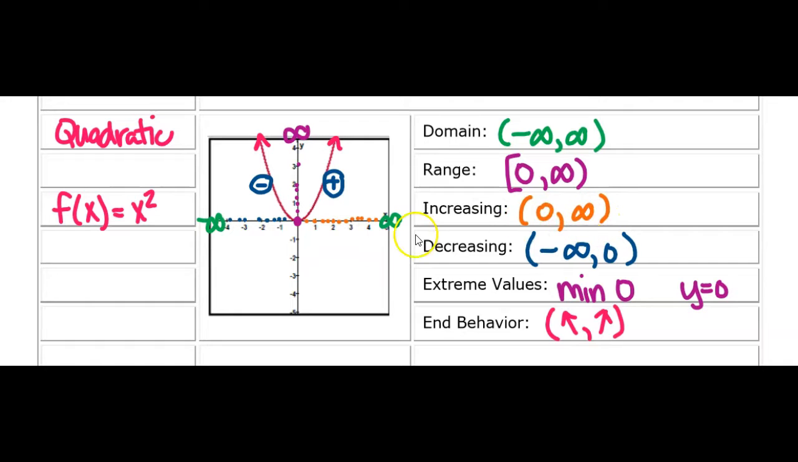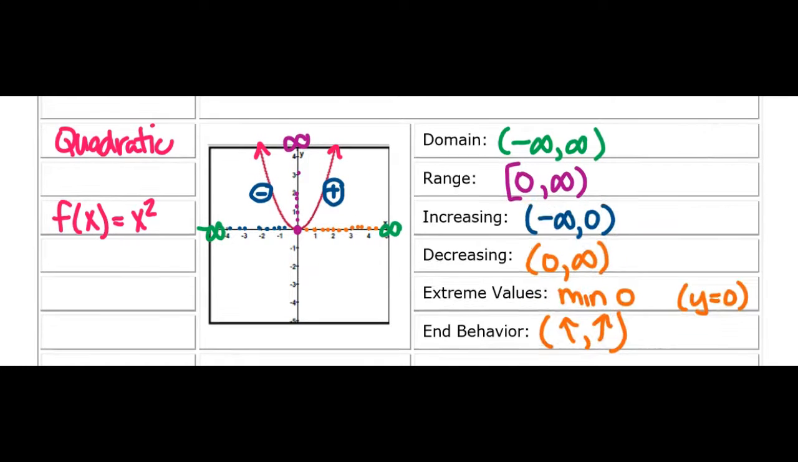Extreme values: the lowest y value on this graph, we have a minimum, and the lowest y value is 0, which is y equals 0, and our end behavior is up, up. And this example was very similar to the previous one, so let's try a couple others.